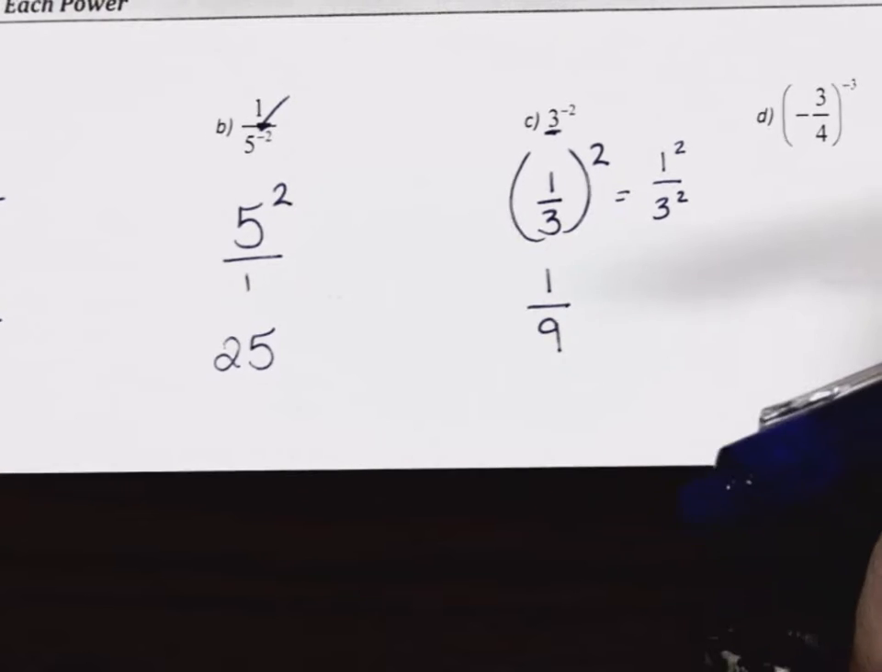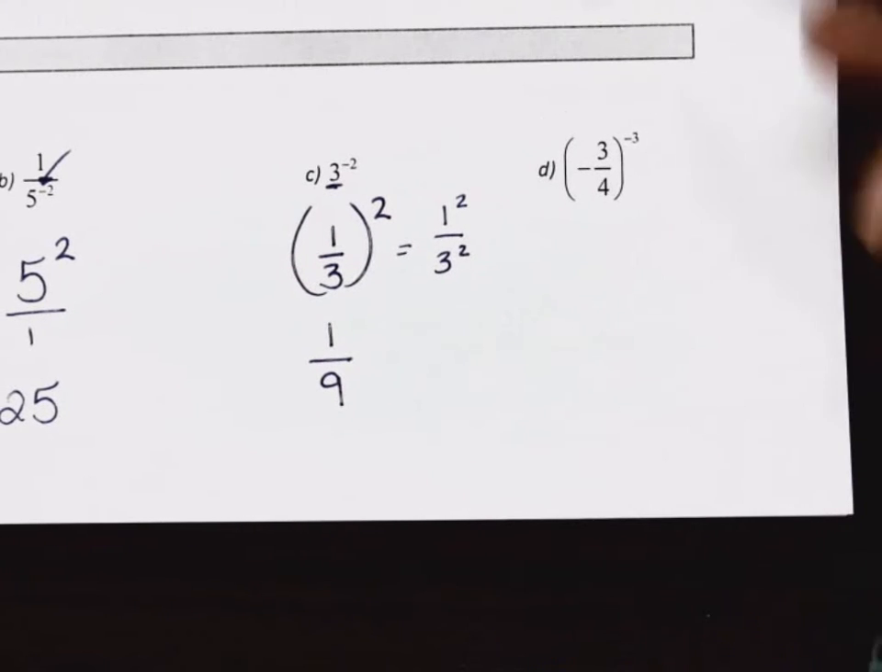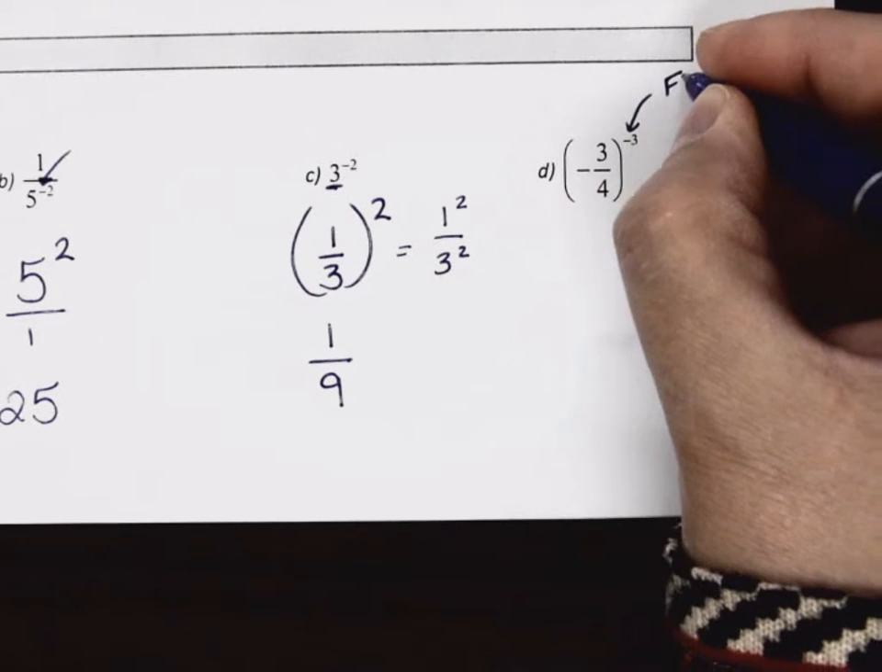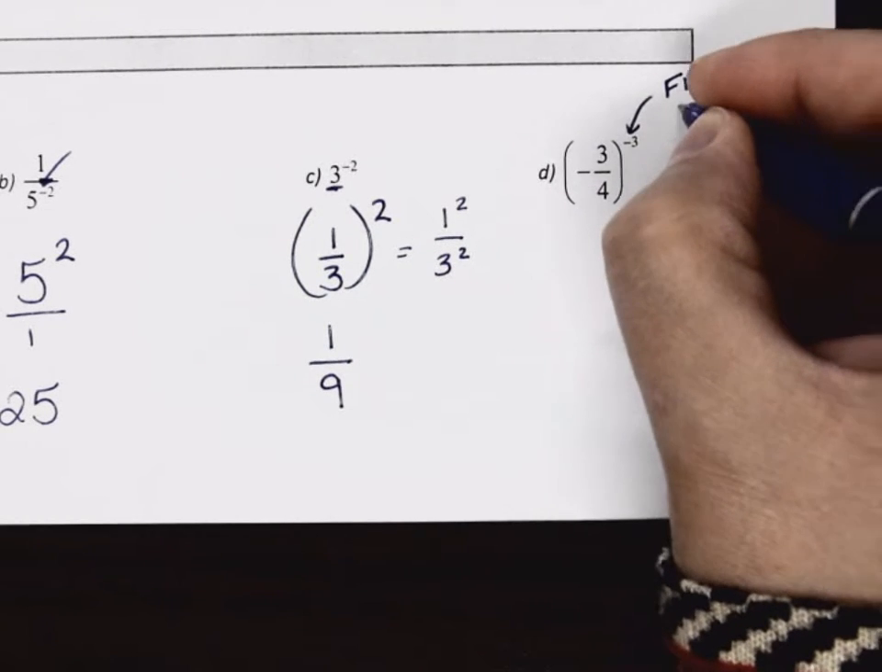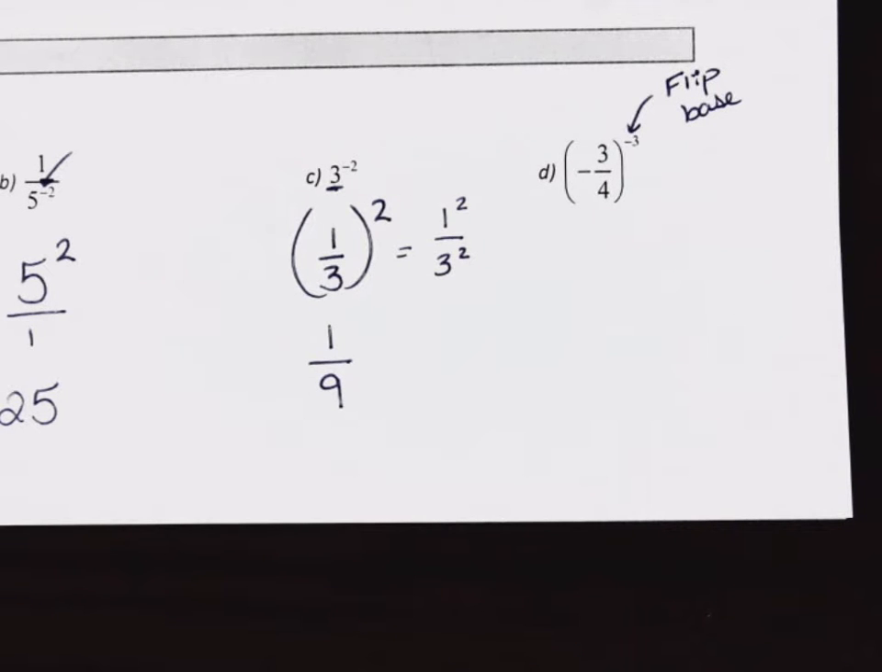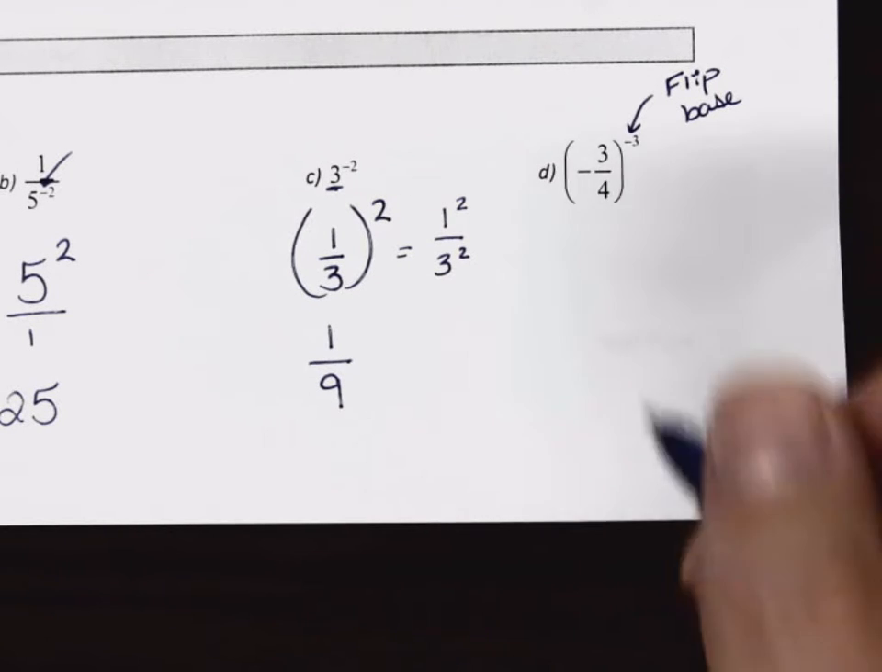Okay, so this one is already a fraction, but the negative tells us to flip the base. So what happens? It was negative 3 over 4. What is it now? Flip it.